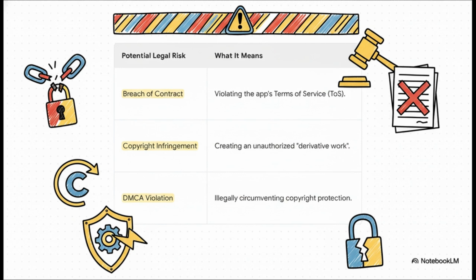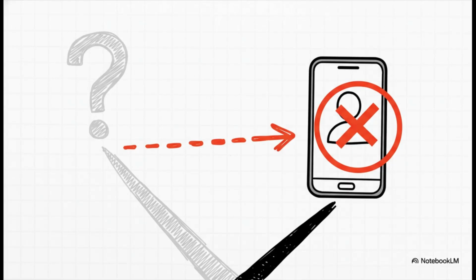If your script ends up saving a copy of the song, that could be seen as copyright infringement. And if you're getting around any kind of copy protection, you could even get into trouble with laws like the DMCA. Okay, let's be real. For a simple script you're just running for yourself, a lawsuit is super unlikely. It's kind of a legal gray area.